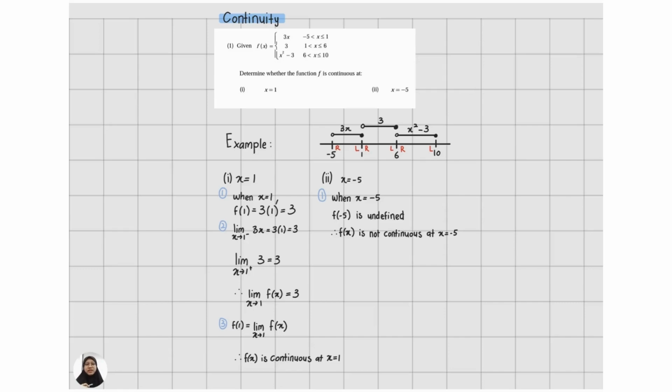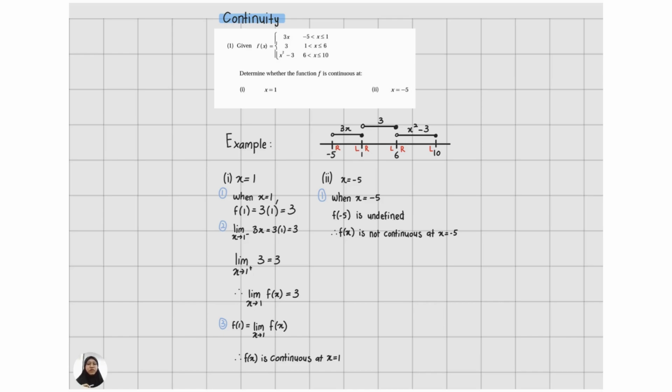Continuity. Let's look at this example, where we need to determine whether the function f is continuous at x equals 1 and x equals -5. First, we have to draw the number line so that it will be easier for us to see the function from the left and from the right side. First, x equals 1, we need to do the 3 steps. First, when x equals 1, we put the x value into the function, so we'll get 3. Step 2, we need to find the limit as x approaches 1 from the left and from the right. We can see that at the right and left side, it is equal to 3. So we can conclude that the limit as x approaches 1 of f(x) equals 3.